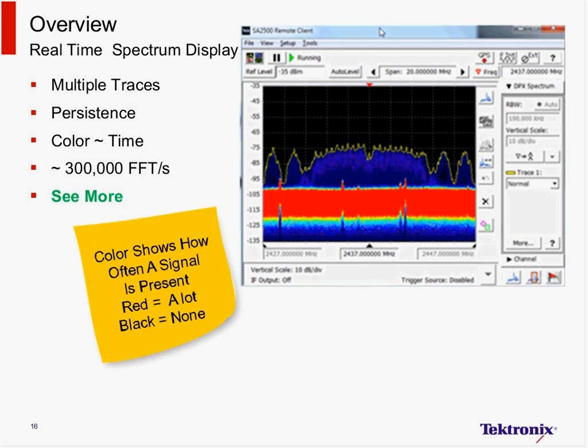Now, a point of caution here, when we're looking at the display, the color of the pixel is indicating how often the signal is present. So red, the signal is displayed a lot, and black, there is no display at all. In this particular slide, we can see red of the noise floor and the blue color of the Wi-Fi signal.